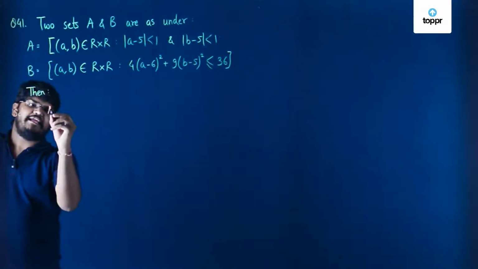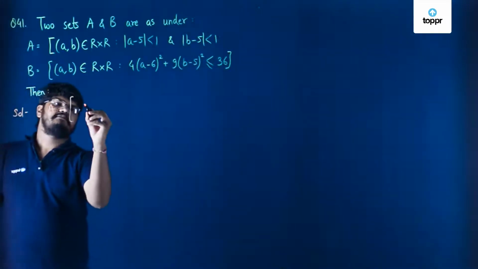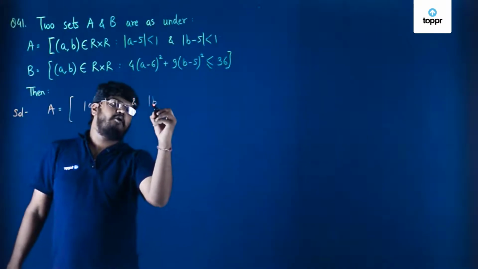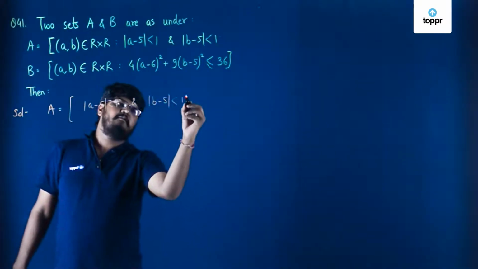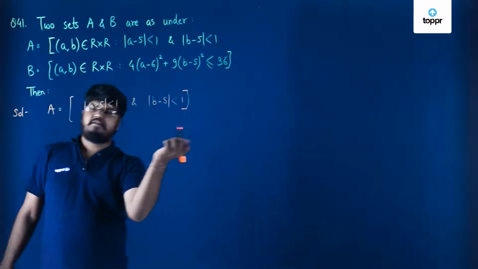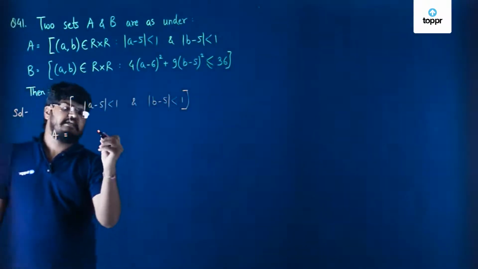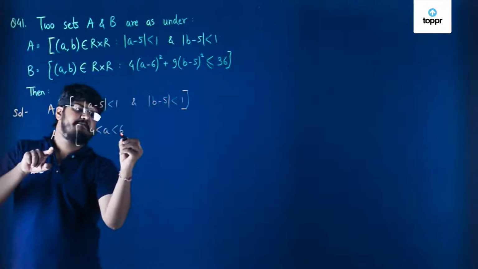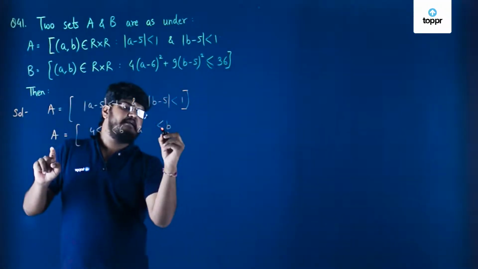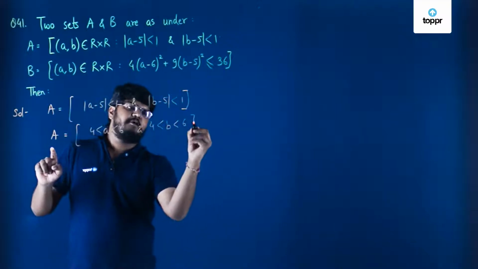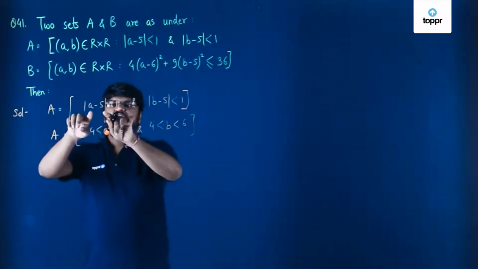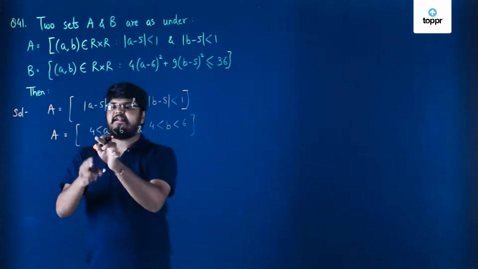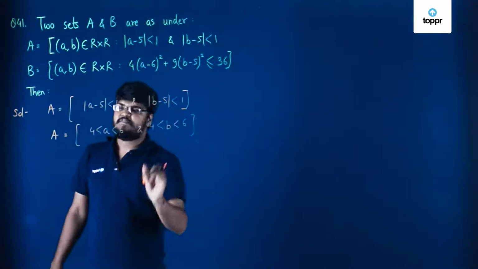I can see that my A is actually given as mod of a minus 5 less than 1 and mod of b minus 5 less than 1. I can clearly see that my A is actually equal to a greater than 4 and less than 6, and b greater than 4 and less than 6. Why? Because once you remove the mod sign, it will become a minus 5 greater than minus 1 and less than 1, rearrange and you get a greater than 4 and less than 6. Same goes for b here.